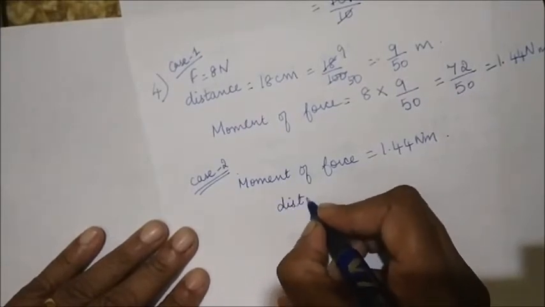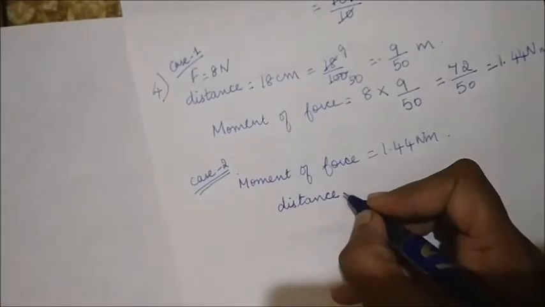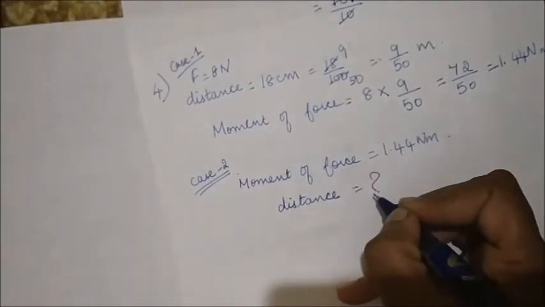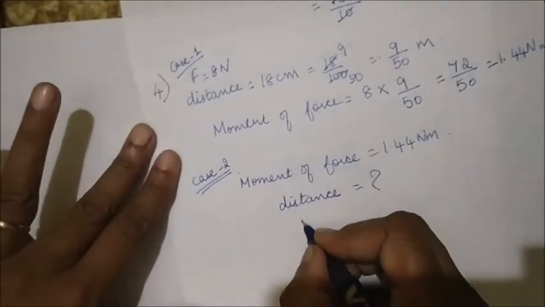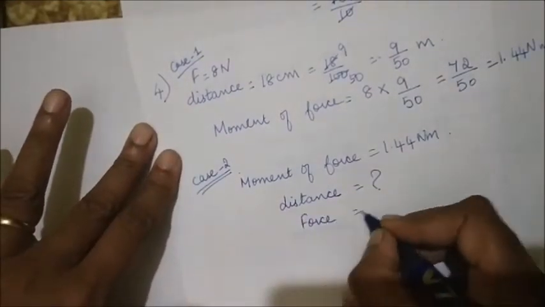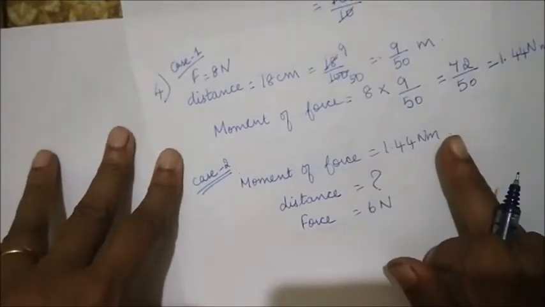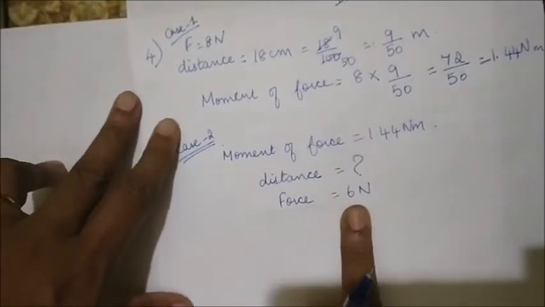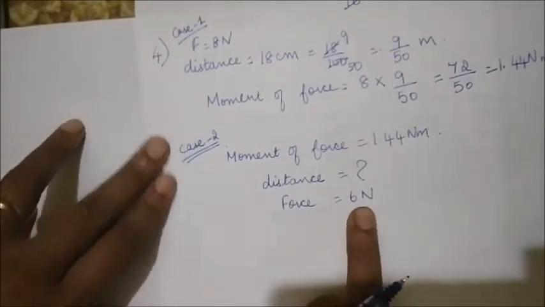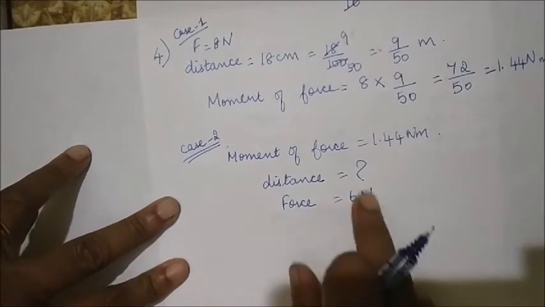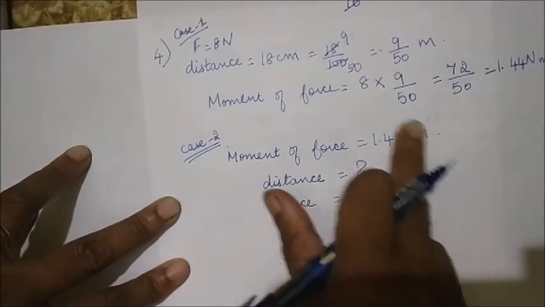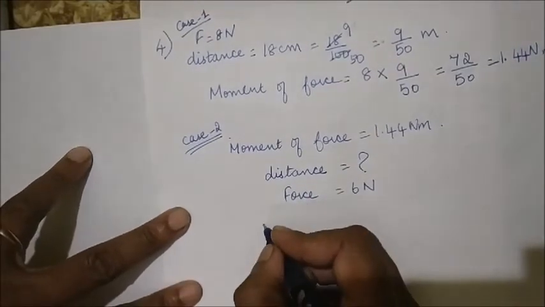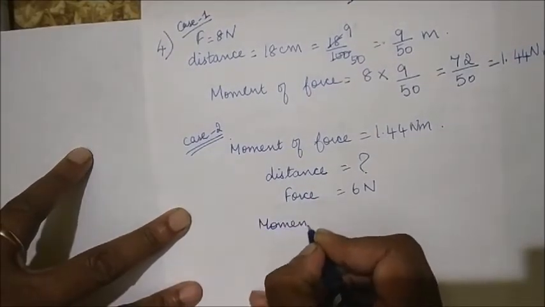That is, the perpendicular distance is different. Because the length of the spanner we have to find, that is the distance we have to find. Force is 6 Newton. The person who is opening, earlier he applied 8 Newton, now he has only 6 Newton force. Maybe he is tired, he is not able to apply so much force, so he is applying only 6 Newton force. And to produce this much turning effect, what should be the length of the spanner? That's the question.